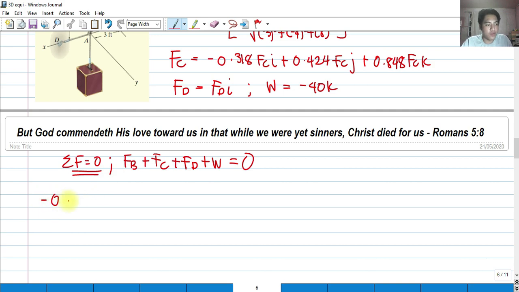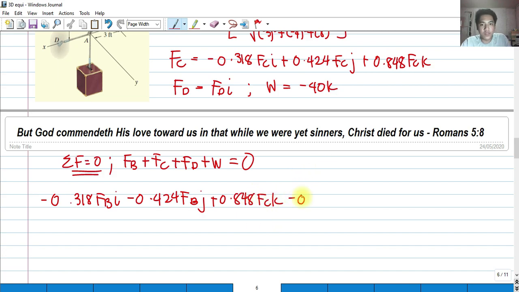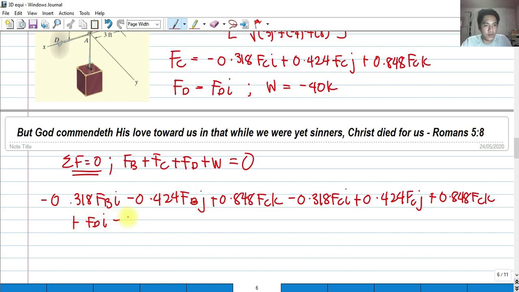So we have negative 0.318 F sub B i, minus 0.424 F sub B j. Then we have plus 0.848 F sub C k, then minus 0.318 F sub C i, plus 0.424 F sub C j, plus 0.848 F sub C k. Then we have plus F sub D i, minus 40 k equals 0.